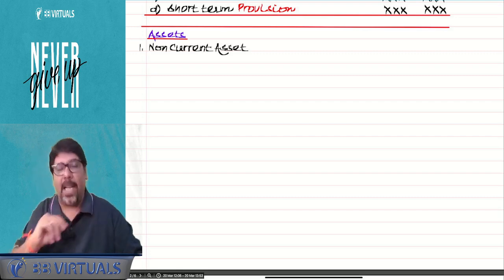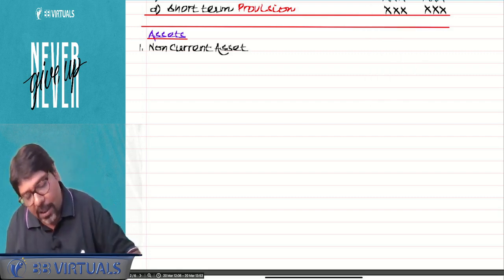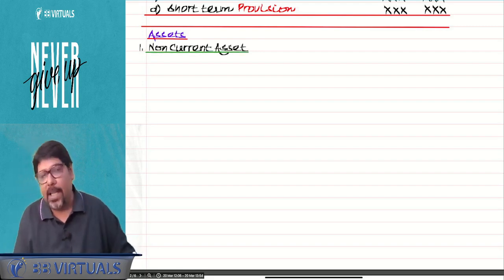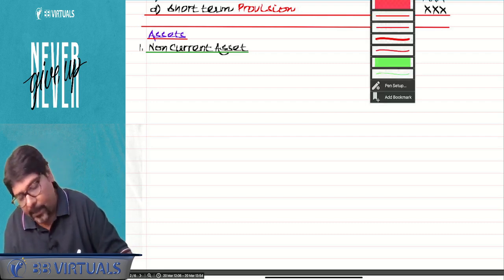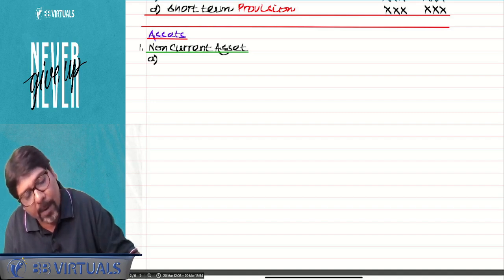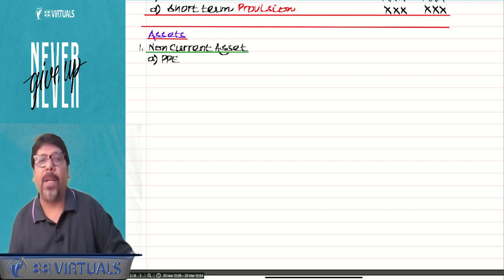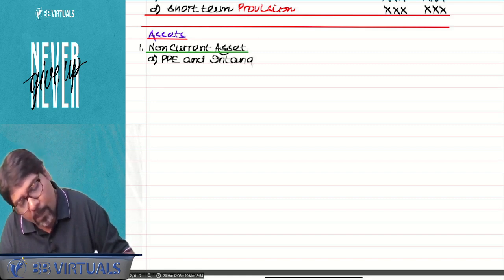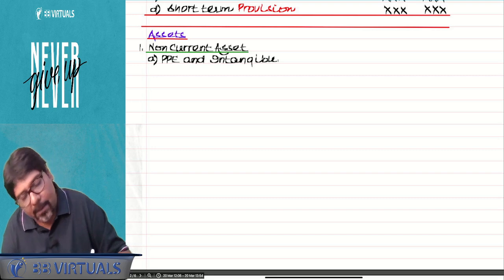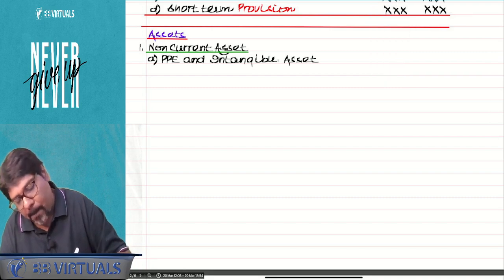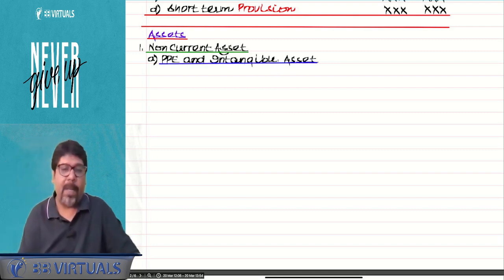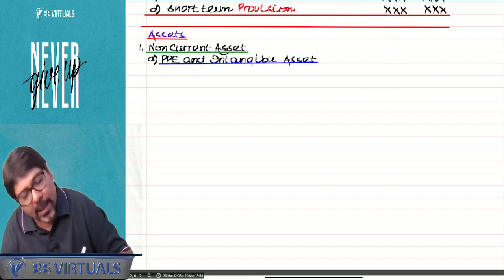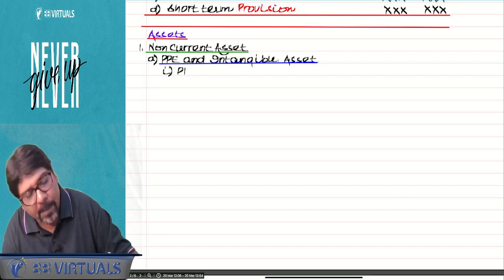We'll rip apart every item, I can guarantee. Non-current assets. In non-current assets, PPE, property, plant and equipment, and intangible assets. Property, plant and equipment and intangible assets. In that, number one, PPE.